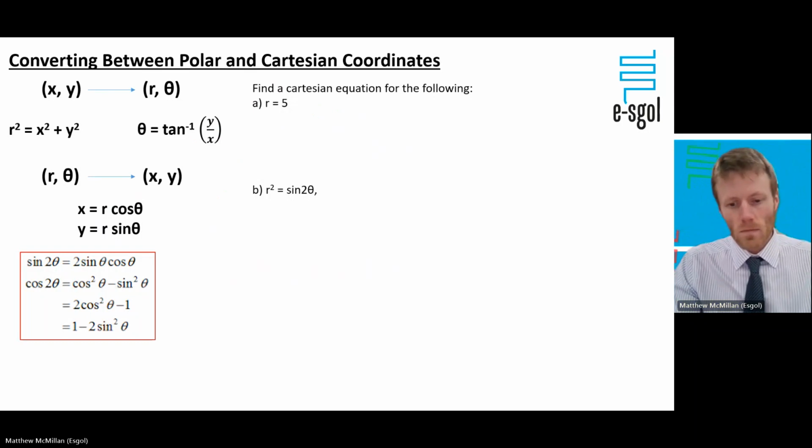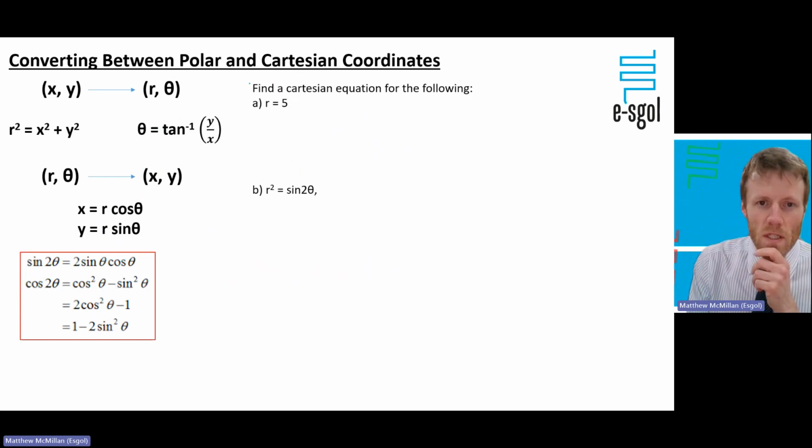Now, that first one, maybe we don't need to find a Cartesian equation for it. It's just telling us r is 5, so the radius is equal to 5. If I said to you to draw a shape where the radius was 5, you should just draw a circle with a radius of 5.